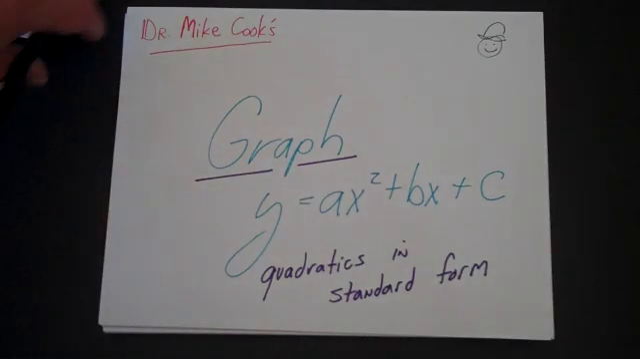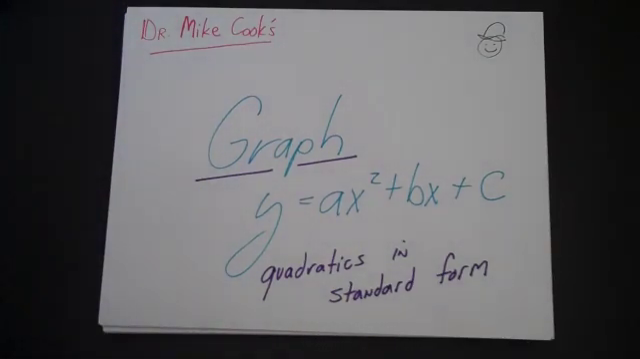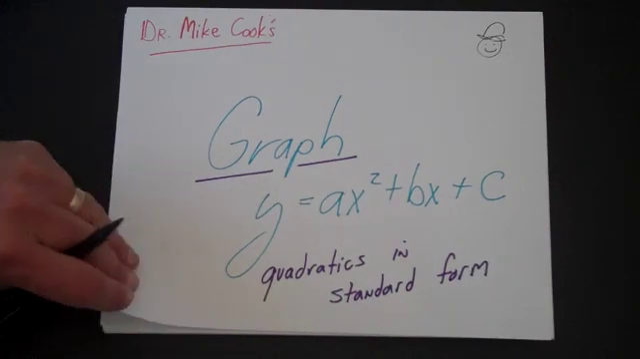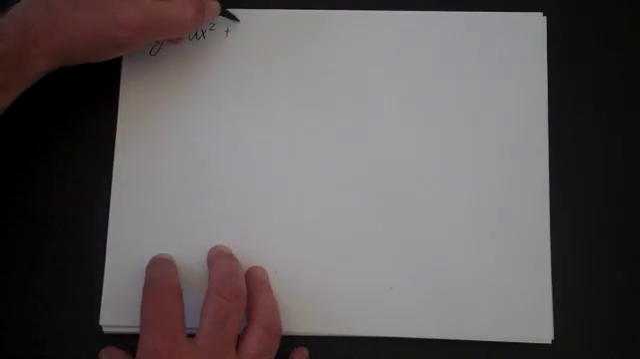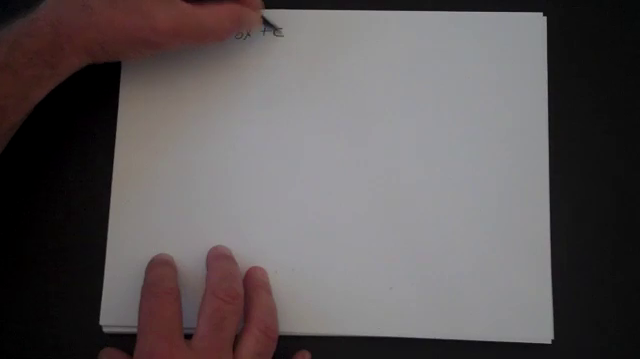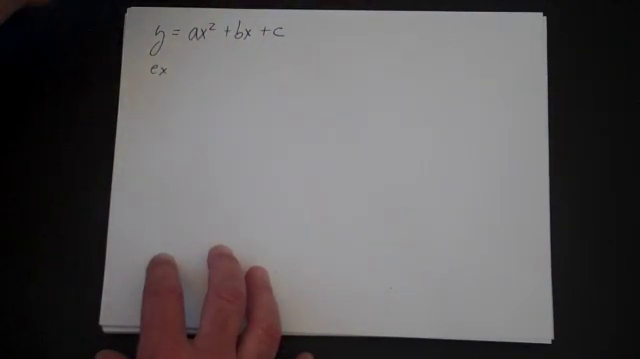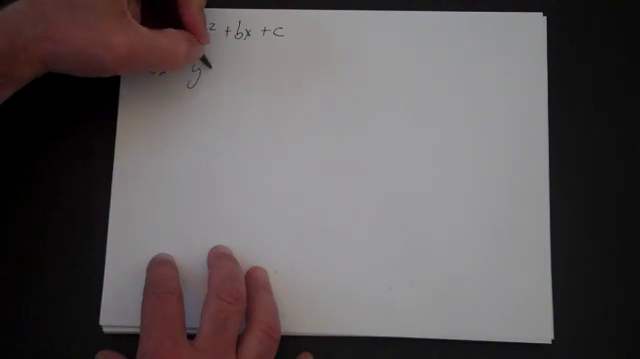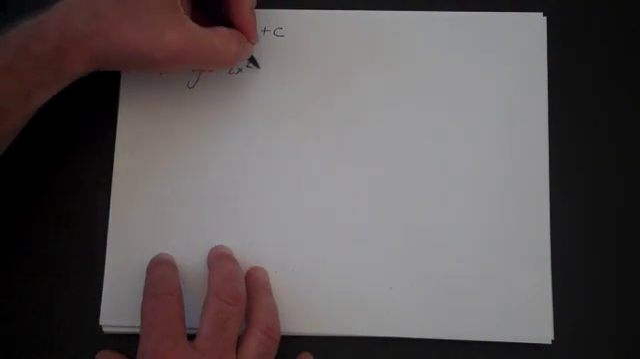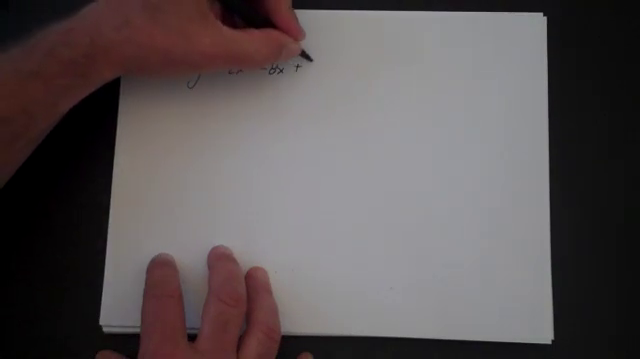Now let's look at graphing quadratics in standard form. So the first thing, let's talk about what we mean by standard form of a quadratic. What we mean is that it's written in the form y is equal to ax squared plus bx plus c. An example would be y is equal to 2x squared minus 8x plus 3.